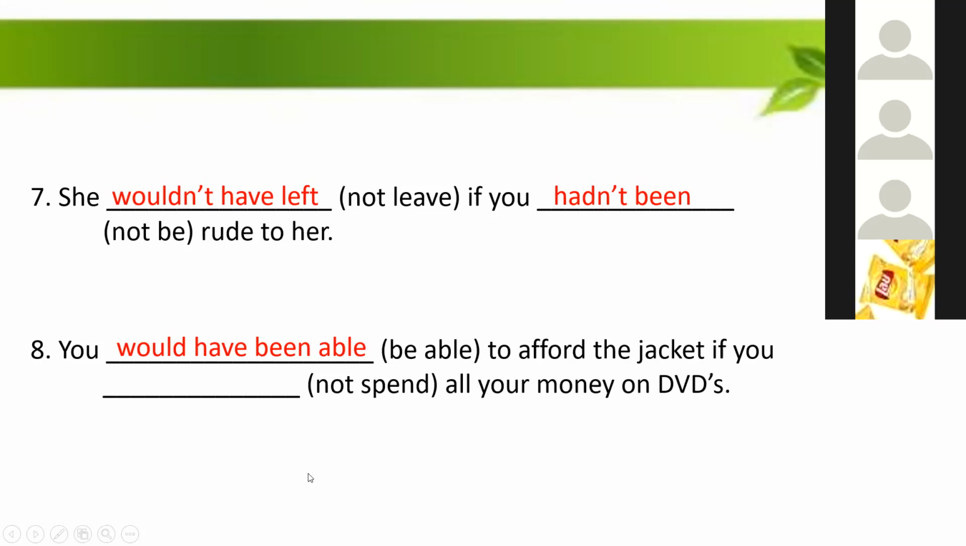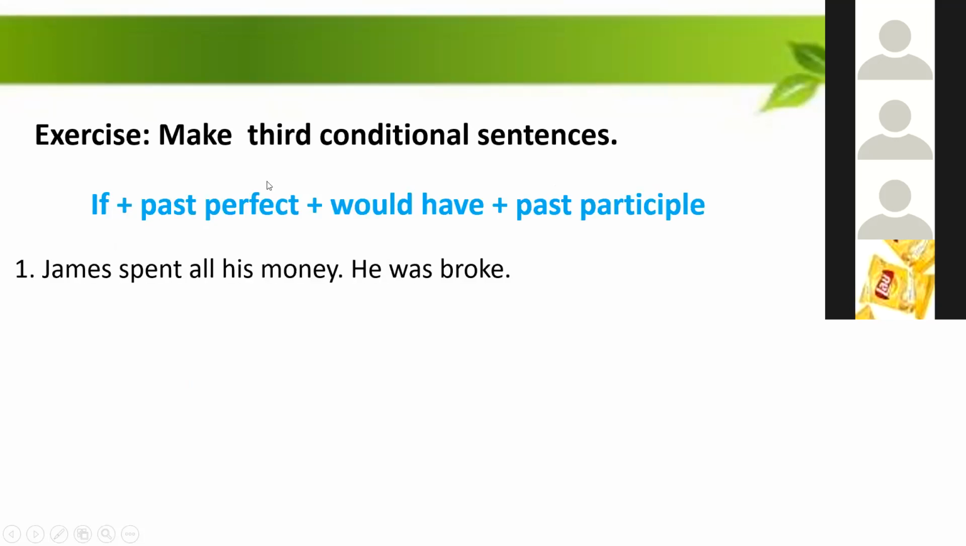Kau Klong. Hadn't spend. Okay, what is the past participle of spend? Spend with T. Okay, spent. Hadn't spent. Okay. Hadn't spent all your money on DVD. Okay. So that is your activity and we still have time, students. So exercise, make third conditional sentences.